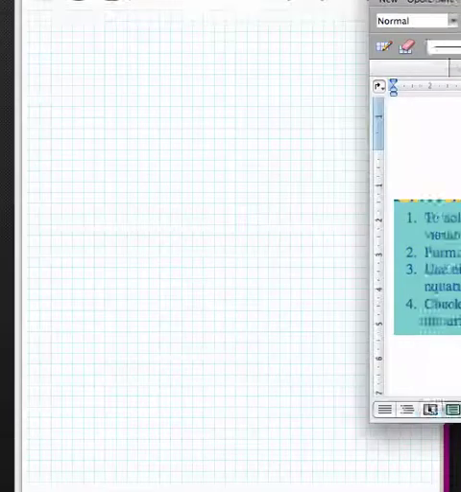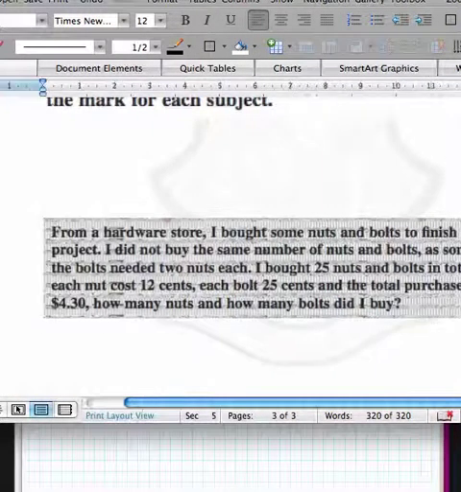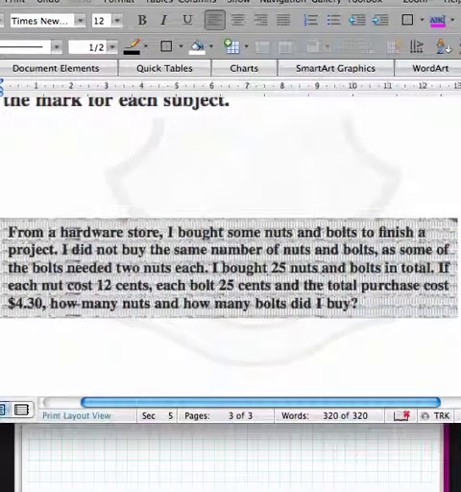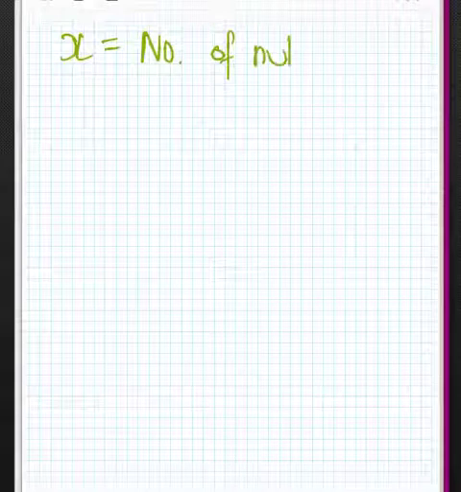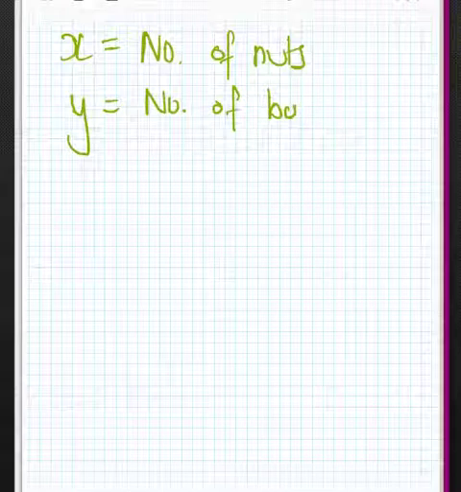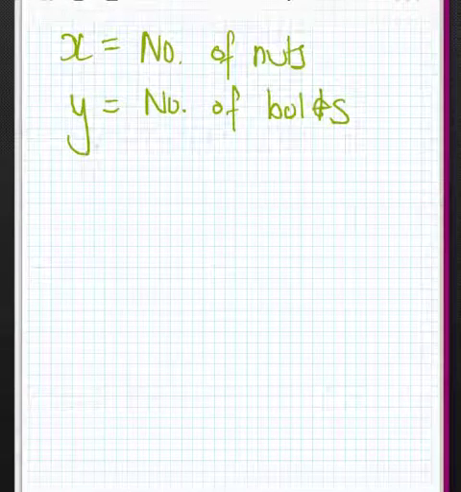So I'm going to use x and y again. So with my problem, I'll bring the problem back up. What are we dealing with? What two things are we dealing with? We're dealing with nuts and bolts. So I can say x can equal the number of nuts and y equals the number of bolts. So let's do that. So x equals number of nuts and y equals number of bolts. Okay, and remember, variables represent an amount. So number of nuts and bolts.